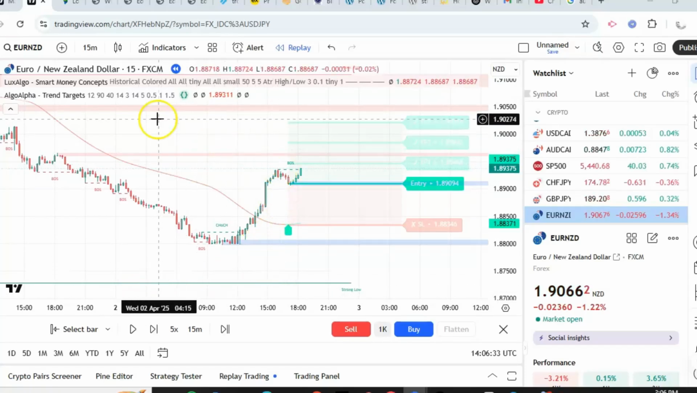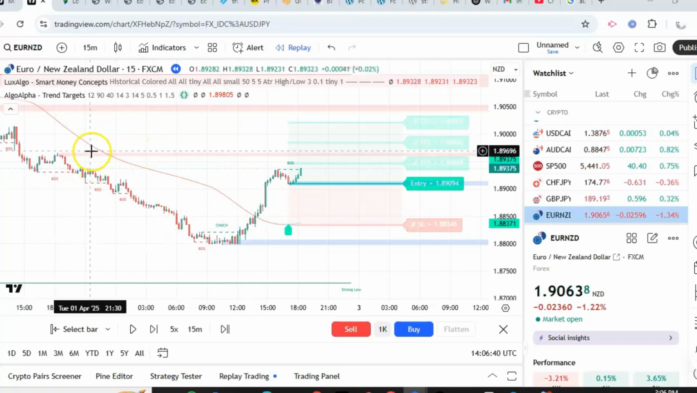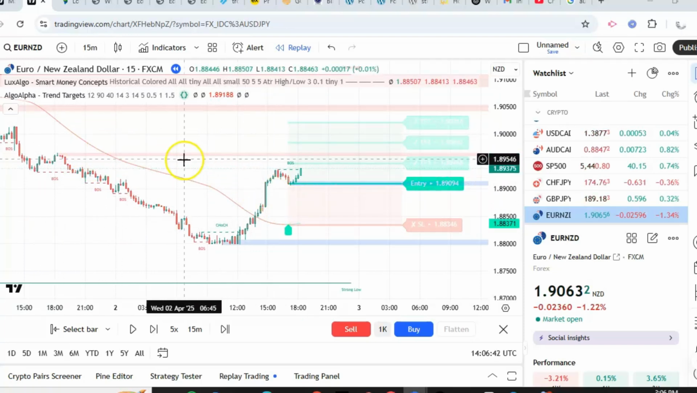I want to show you this very powerful indicator from TradingView. It's actually new from Algo Alpha. It's called Trend Target Indicator.